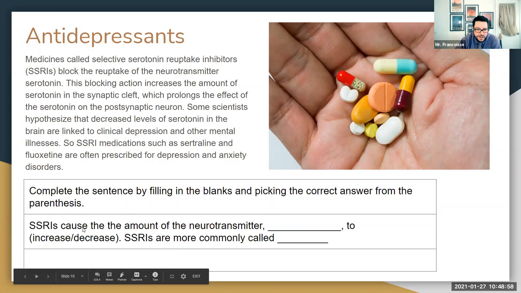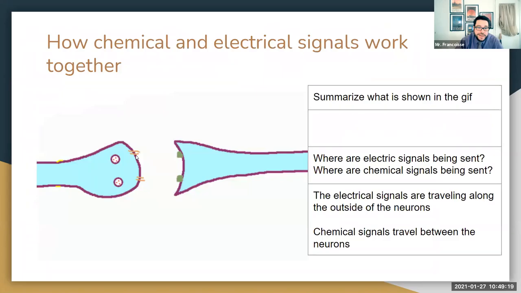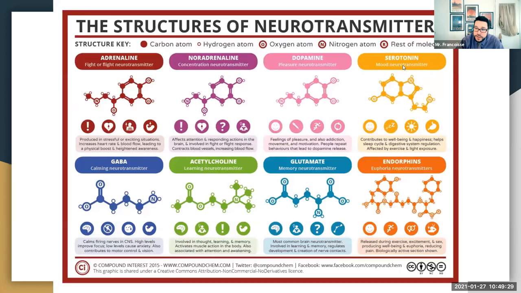Medicines called selective serotonin reuptake inhibitors, or SSRIs, right? They block the reuptake of the neurotransmitter serotonin. So when we say block reuptake, we're preventing these channels here from taking the serotonin back. If we look, serotonin is the mood transmitter. So it contributes to our well-being and happiness.